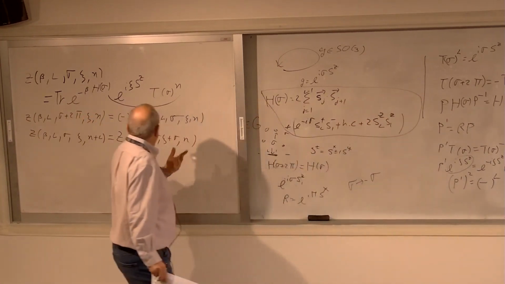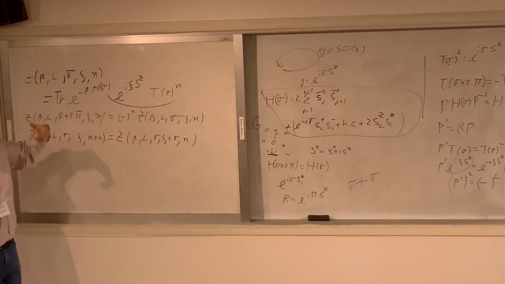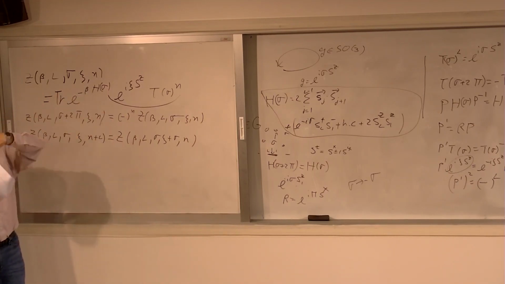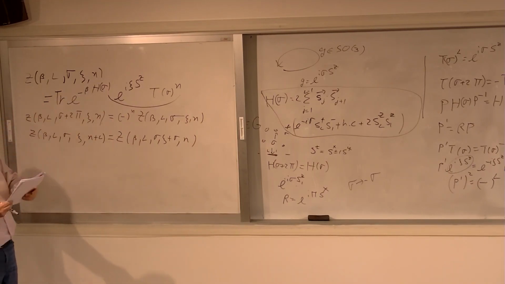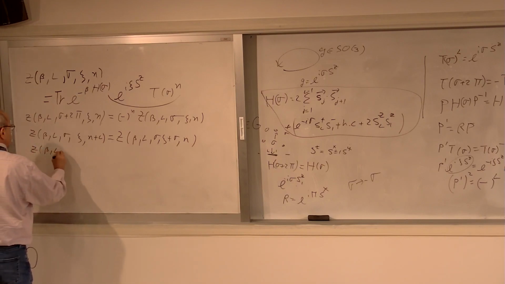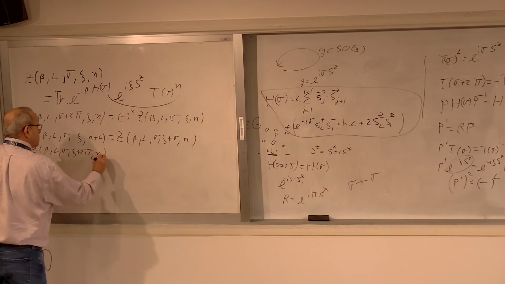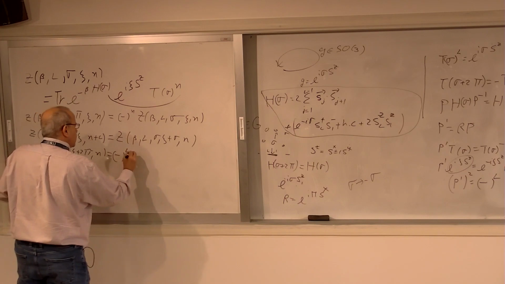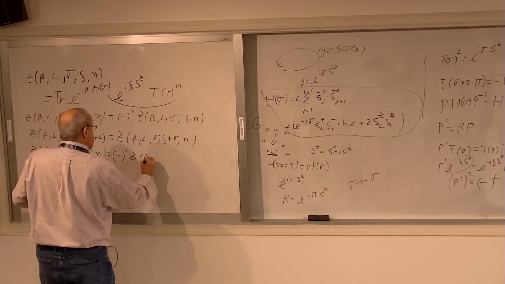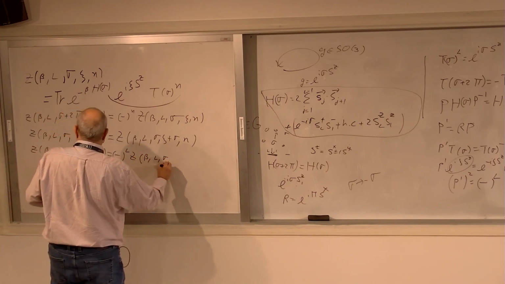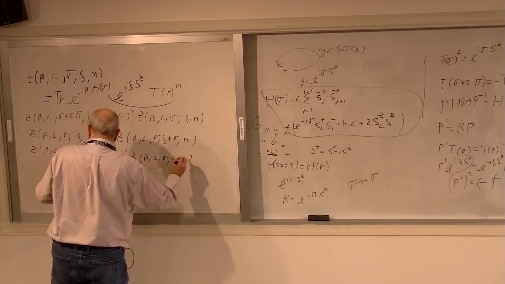Another way of saying it, I'm using the group relations to relate the partition functions at different values of the parameters. You can also have Z of beta, L, sigma, c plus 2 pi, n. That is minus 1 to the L, Z of beta, L, sigma, c, n.